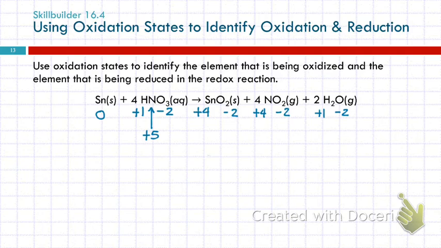Now we're going to look and see what changed in oxidation state. So the tin was 0 here, and it's plus 4. So that one changed. Right? So the tin went from 0 to plus 4. Is that an increase or a decrease in oxidation state? It's an increase. That's an oxidation. So this was oxidized.